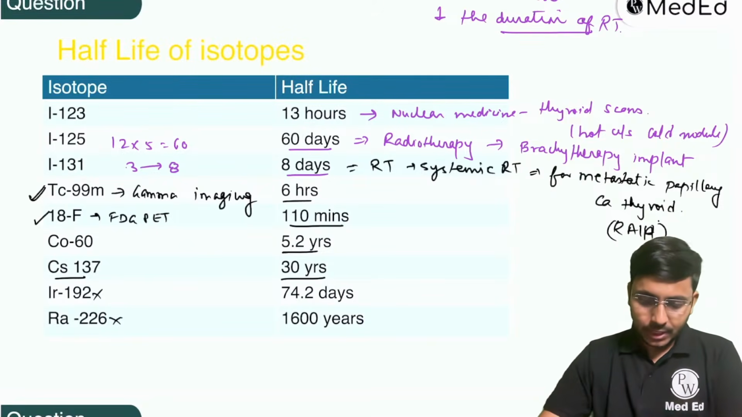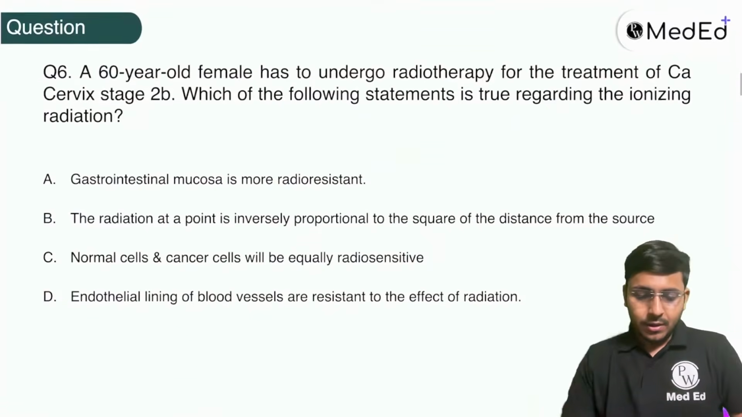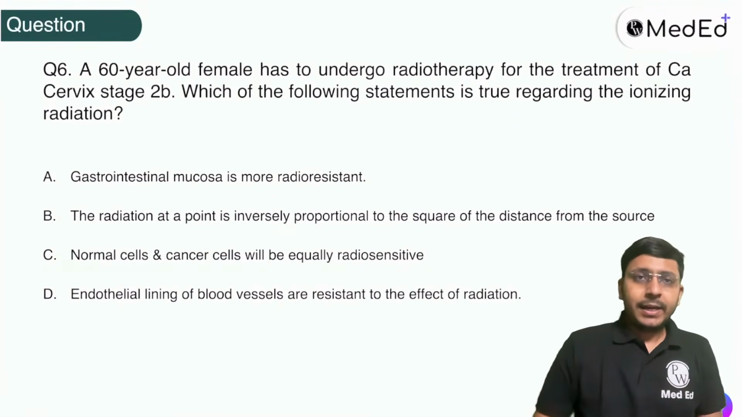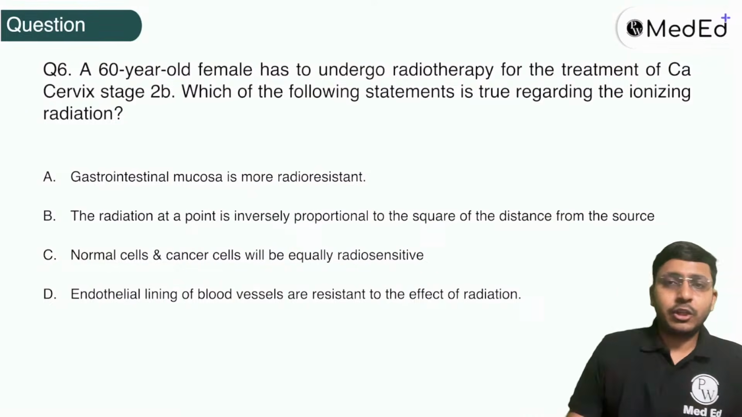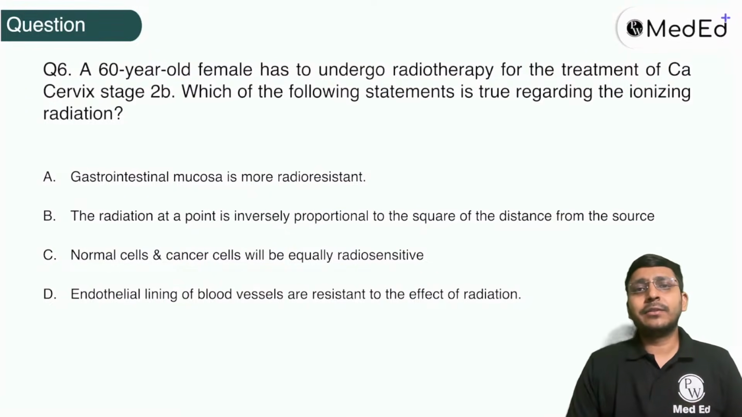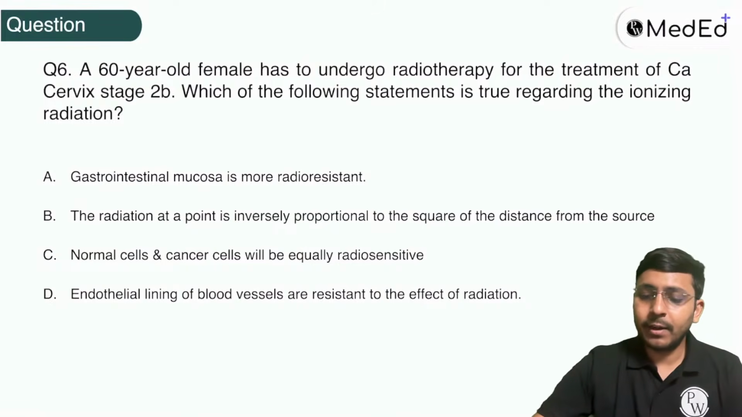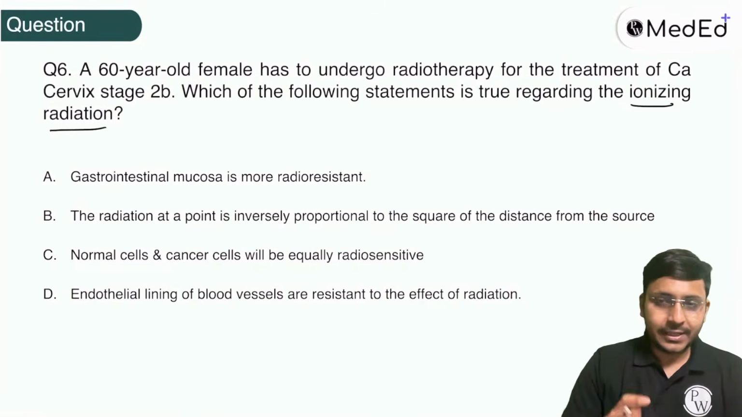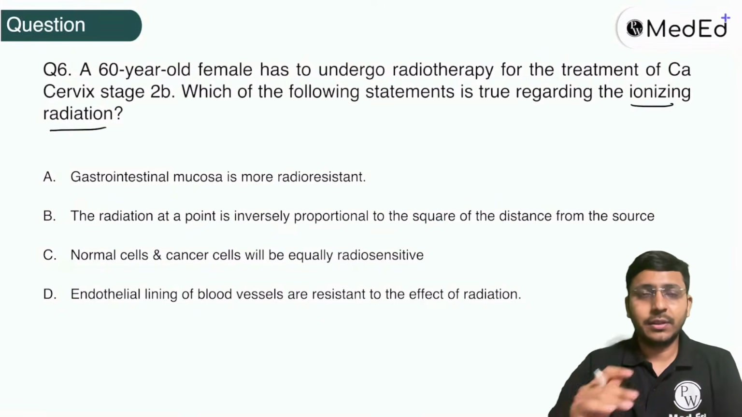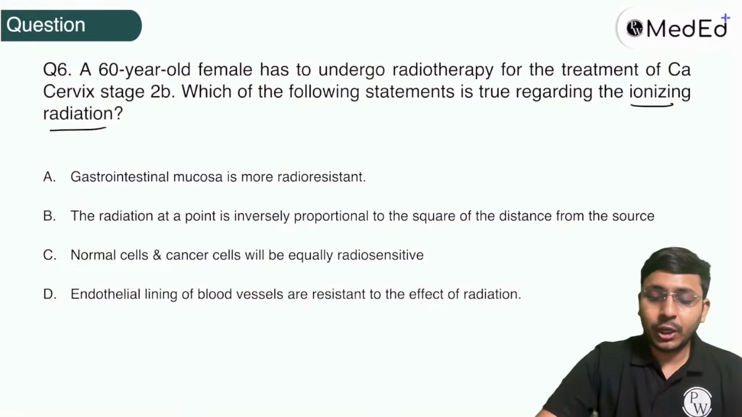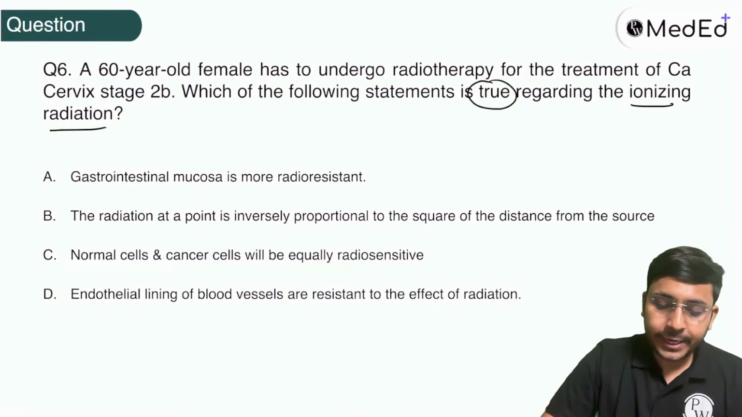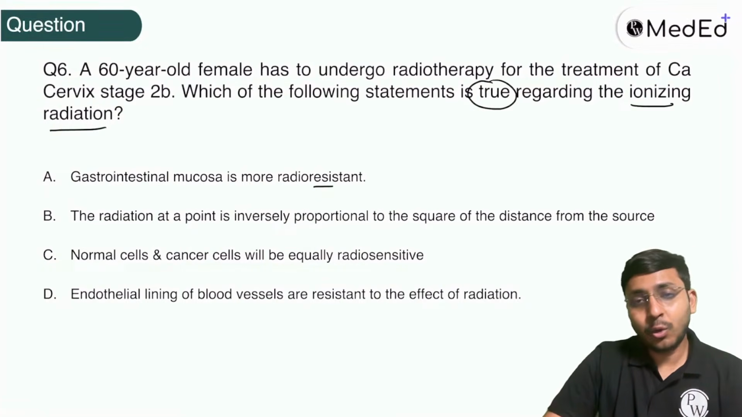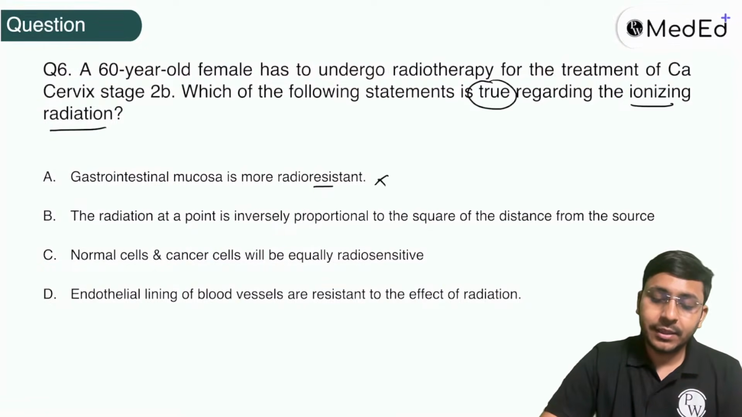Okay, now let's move on to the next question. Similar to radiotherapy, quickly tell me, 60-year-old female has to undergo radiotherapy for treatment of CA cervix stage 2B. Which of the following statements is true regarding ionizing radiation? So forget about CA cervix. The question is directly asking you about ionizing radiations. And it's asking you the true statement. So gastrointestinal mucosa is more radio resistant. Is it a true statement? No. It is radiosensitive, so it is a false statement.